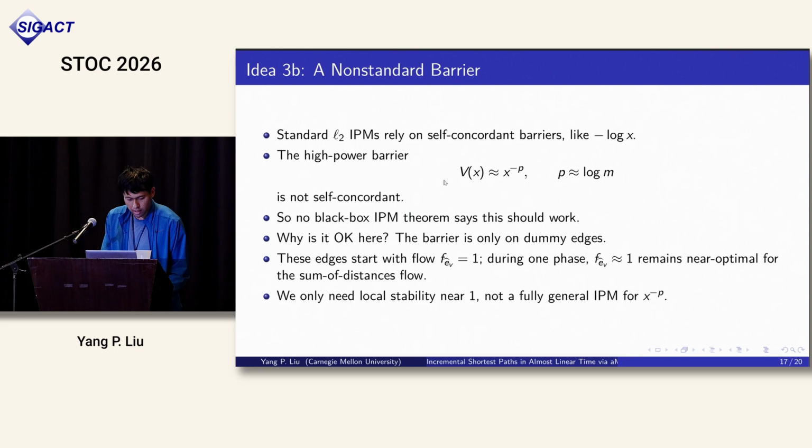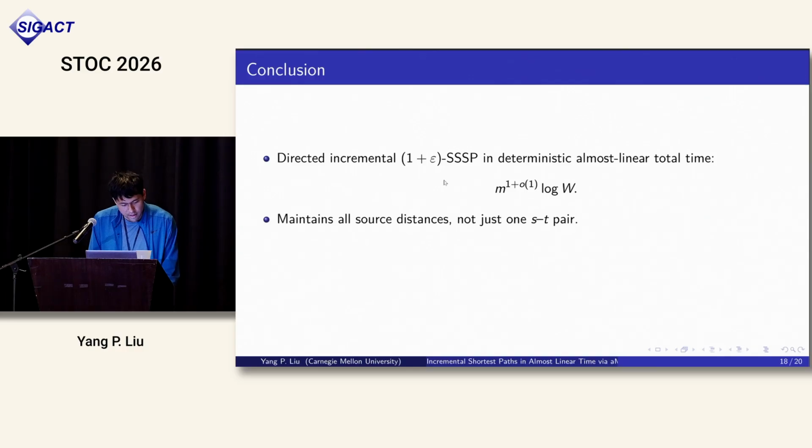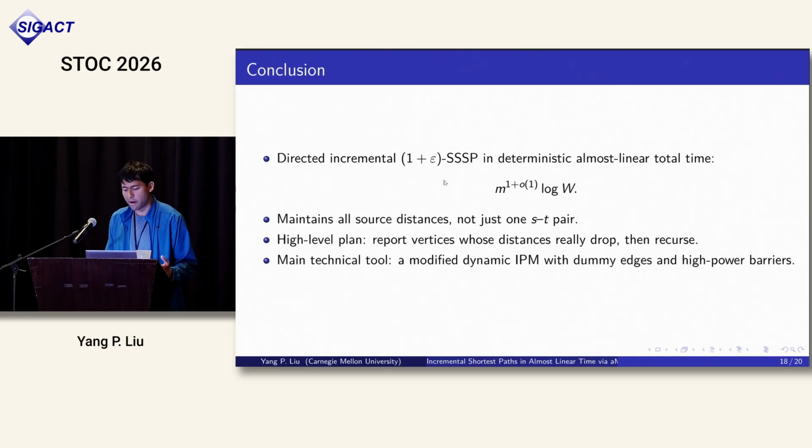Cool. Okay. So overall we gave a near linear time algorithm, an almost linear time algorithm, for approximate SSSP in incremental graphs. The main ideas were to reduce to reporting vertices whose length decreased, and we do this by adding a high-powered barrier onto some dummy edges that we added.